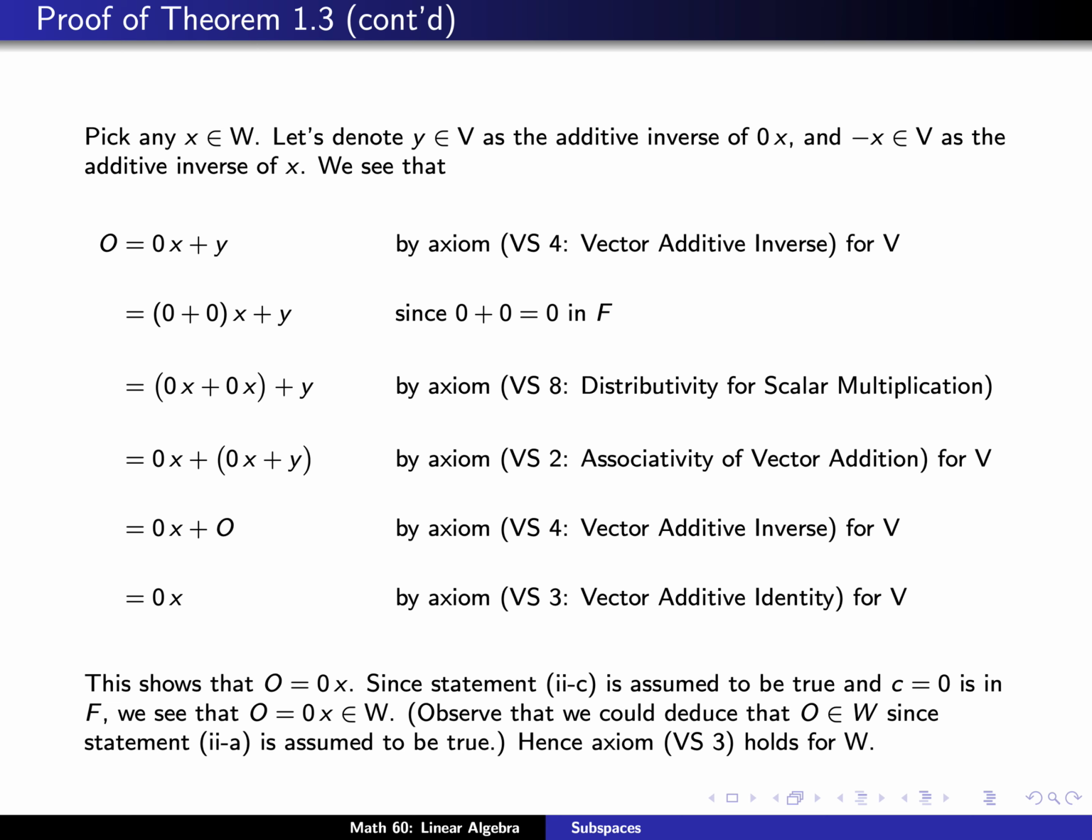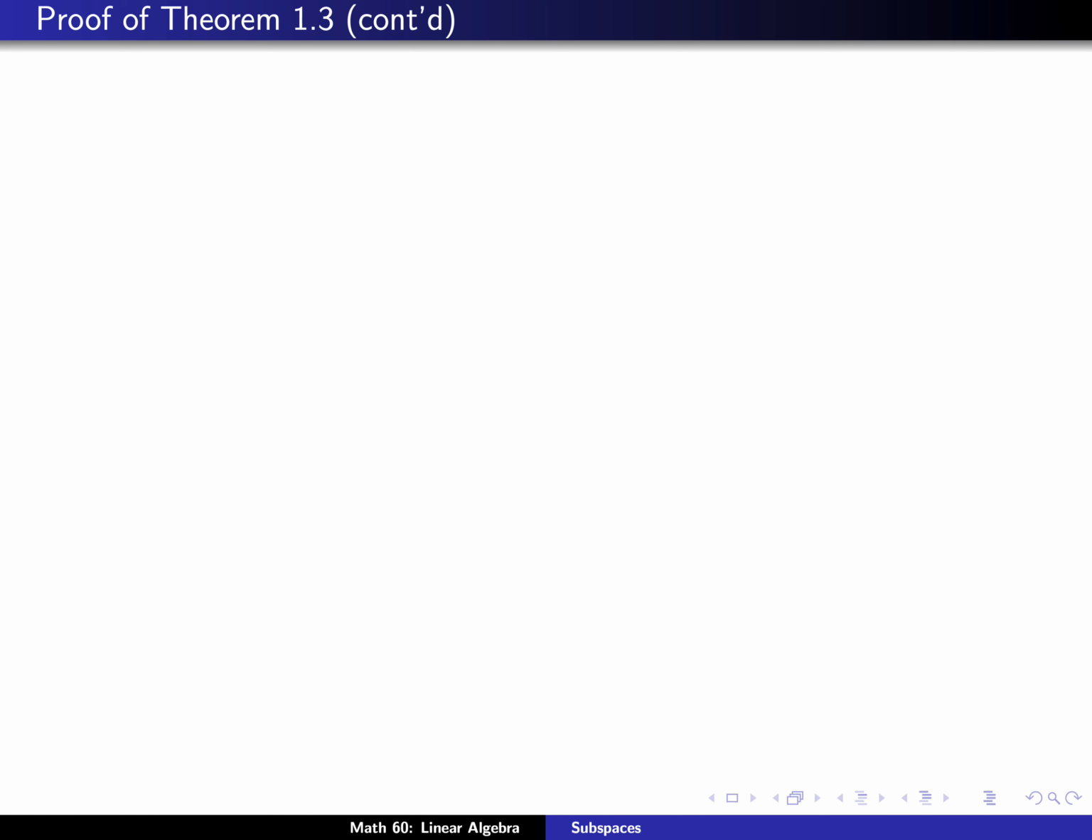So axiom VS3 must hold for W. To be precise, we actually could have shown this in a different way, but we wanted to work through this statement here about 0 times x is capital O, because we're actually going to use this in just a moment on the next slide. So we only have one more to go.